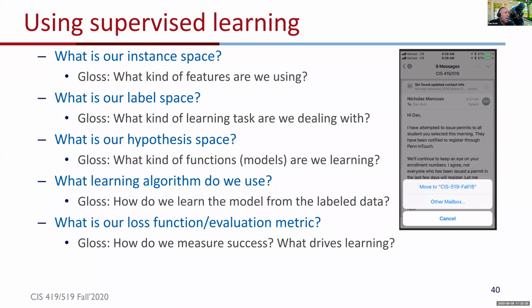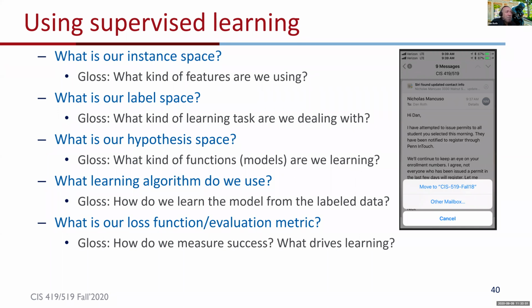So these are the issues that we're going to talk about, and I'm just going to say exactly the same thing in different words. So one question is, what is our instance space? Which means, what kind of features do we want to use? What is our label space? What kind of learning task are we dealing with? Is it going to be a Boolean classification, plus or minus? Is it going to be categorical, like choose a folder from among the 200 folders that I have? Is it going to be a ranking problem? What is our hypothesis space?